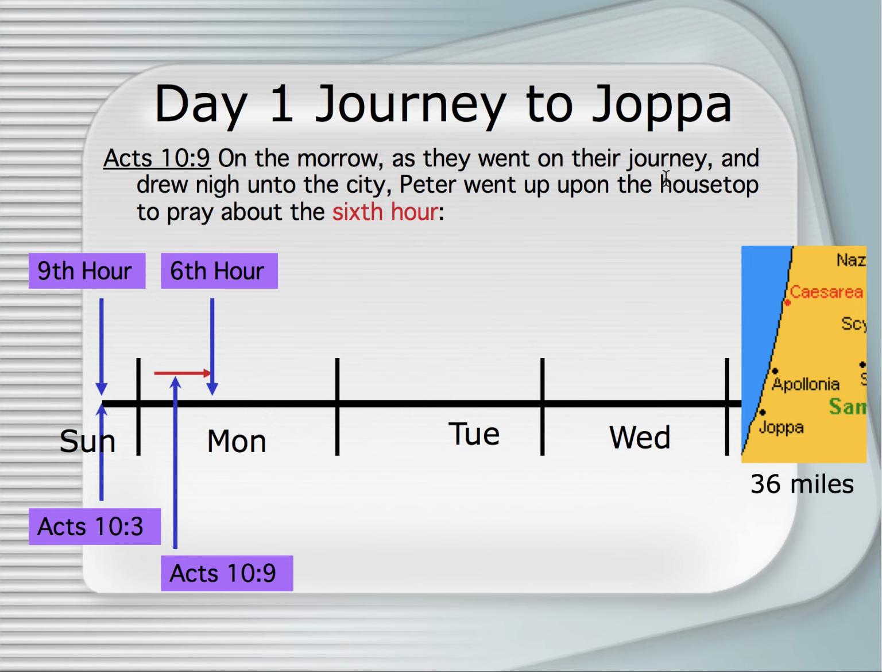So Peter went up on the housetop to pray about the 6th hour. So Peter's praying about the 6th hour. That's Acts chapter 10, verse 9. Okay, so I'm going to keep each Bible verse reference and the day on the screen so you can see what's going on. They're journeying from Caesarea to Joppa. They've just arrived at Joppa, where Peter is.